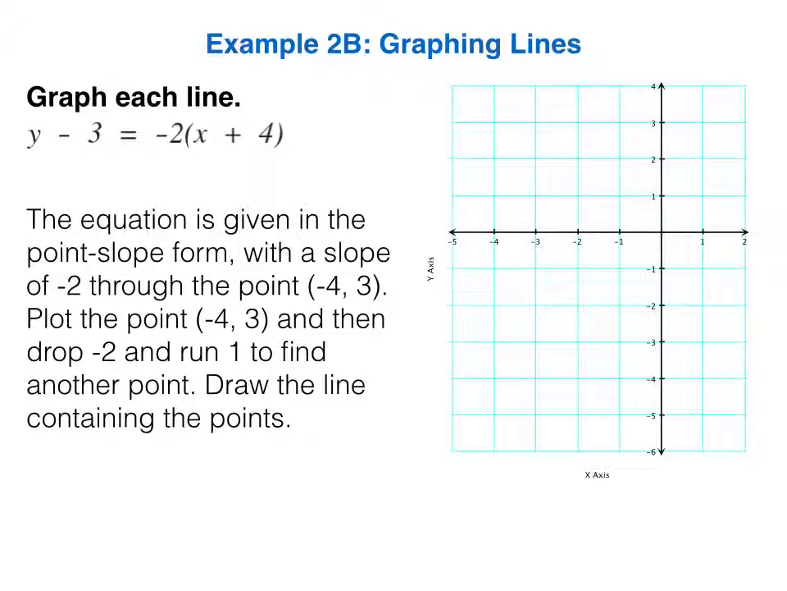Graph each line. y minus 3 equals -2 times x plus 4. The equation is given in point-slope form, with a slope of -2, which goes through the ordered pair -4, 3. Plot the point -4, 3, then drop down 2 and run 1 to find another point. Draw the line containing the 2 points.